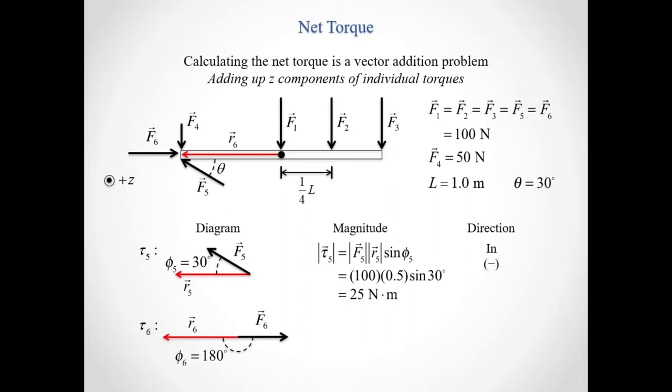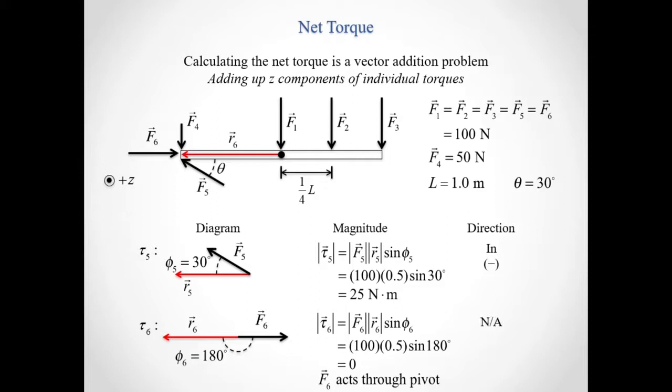Force 6. Well, here what I notice is that the position vector and the force lie along the same line. So again, the angle between them is 180 degrees. When I go to calculate the magnitude, one way to think about it is, well, I know the sine of 180 degrees is 0. Therefore, the torque generated by force 6 must be 0. Another way to think about it, of course, is that force 6 acts through the pivot, right? So its line of action runs through the pivot, which again means there's no moment arm, so it creates no torque. No torque, so I don't have to worry about direction.